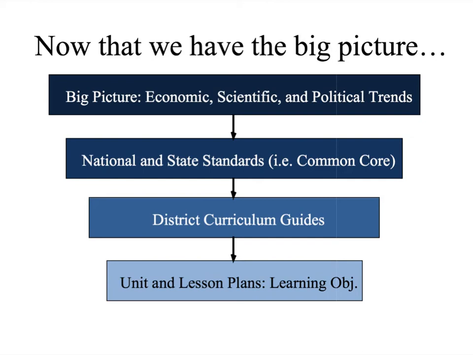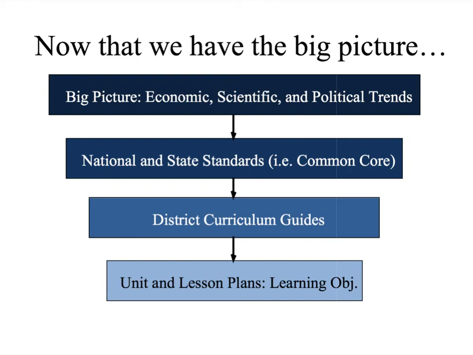So we've been talking about the big picture of these trends, and really the next step in the what do I teach process are national and state standards. And obviously the Common Core is probably the most famous or infamous, depending on how you look at it, example of that. So national and state standards obviously come from those trends.